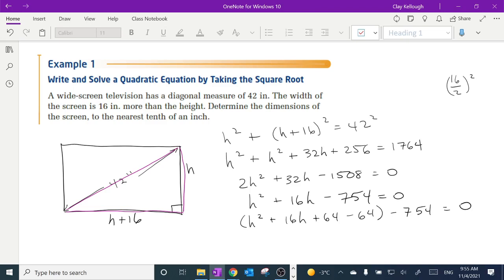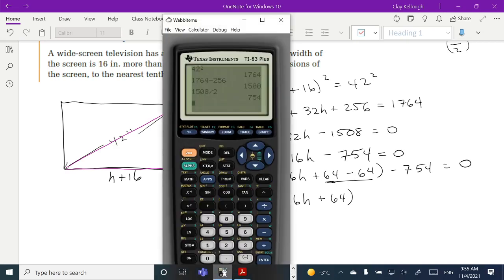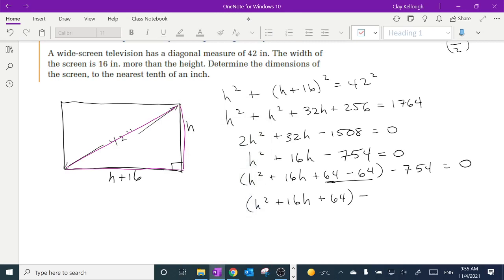And now I haven't changed the equation any, because really all I added was 0. Adding 0 doesn't change anything. Still the same equation. Now, I keep this 64 in the bracket because it's part of the perfect square. But this minus 64 I take out of the bracket and combine with that 754. So I have that 754 here, and I'm going to add 64 to it. And that's 818. So minus 818.